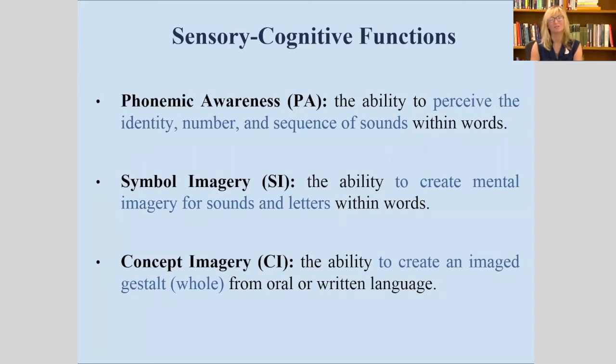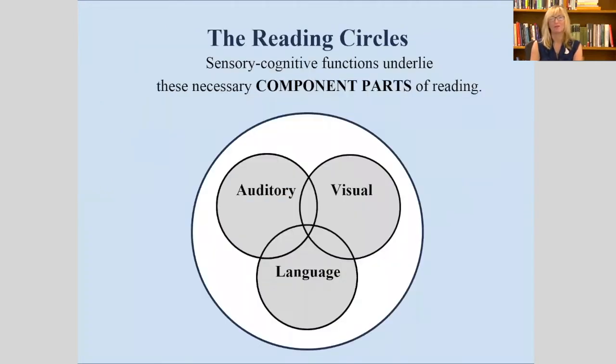Phonemic awareness is the most assessed skill. We all know that. While concept imagery is the most important, it's the least assessed and actually the most assumed. I think there's a myth out there that if a student's a good decoder, has a decent vocabulary, comprehension will come. And we know we've all seen that to be not true.